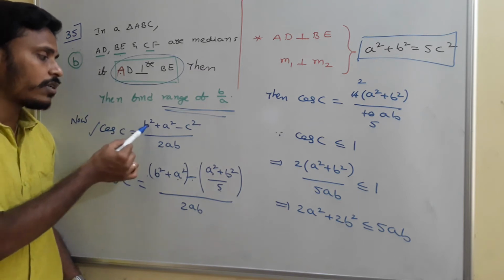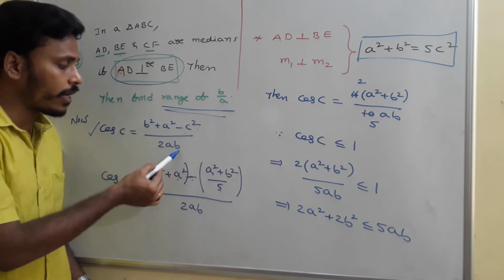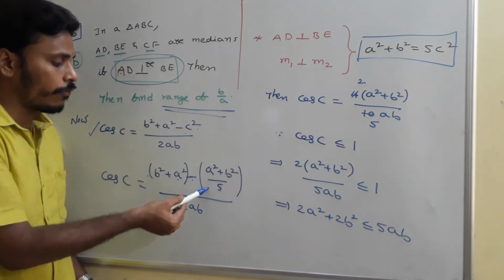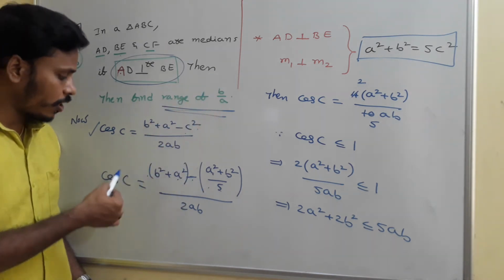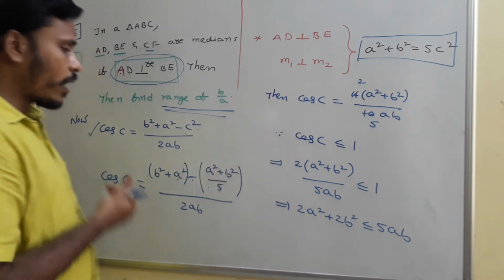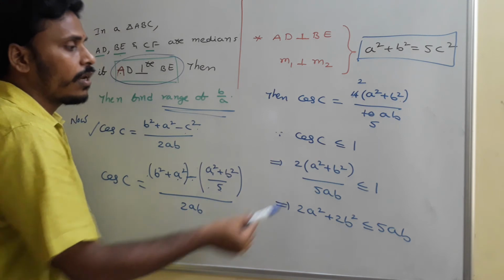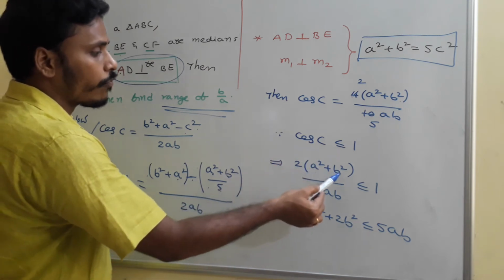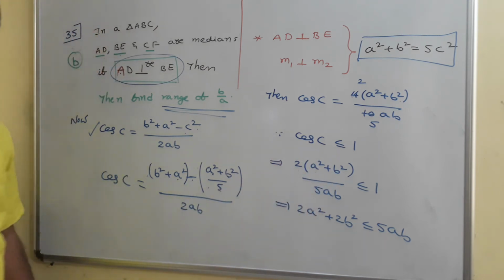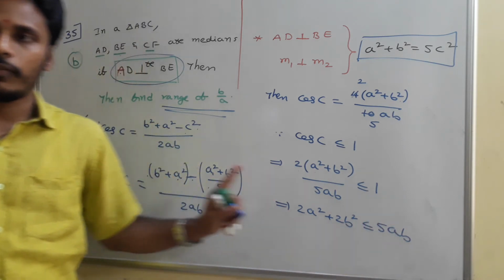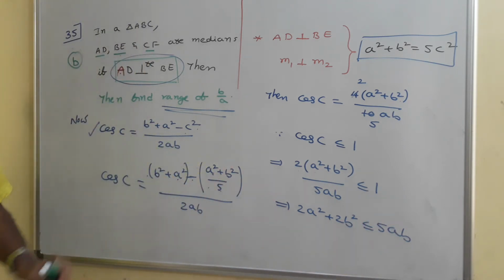And that is cos C is equal to b square plus a square minus c square by 2ab. This c square is a square plus b square by 4. On simplification, this cos C is, at the end, 4 times of a square plus b square by 10ab, and that simplification is 2 times of a square plus b square by 5ab. So 2a square plus 2b square is less than or equal to 5ab. Okay, just have a look. Still there is something to simplify.